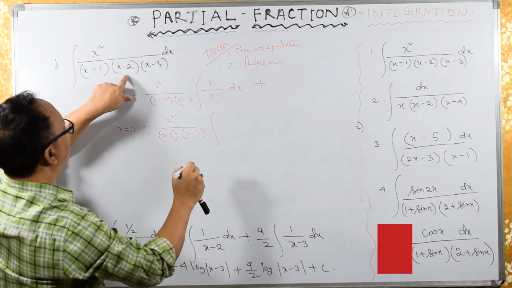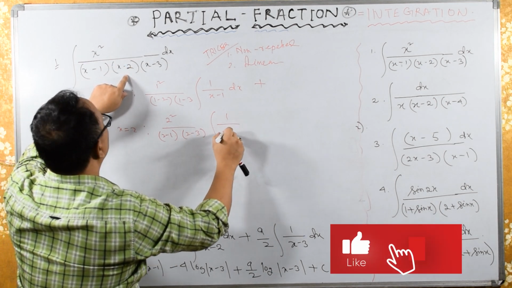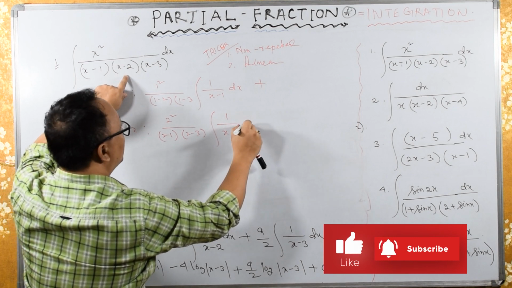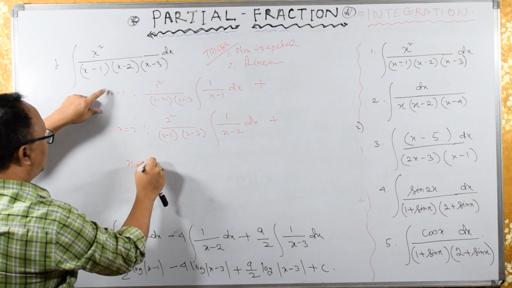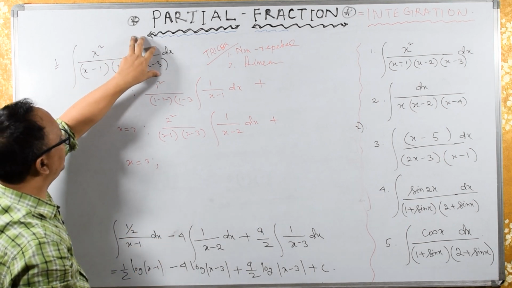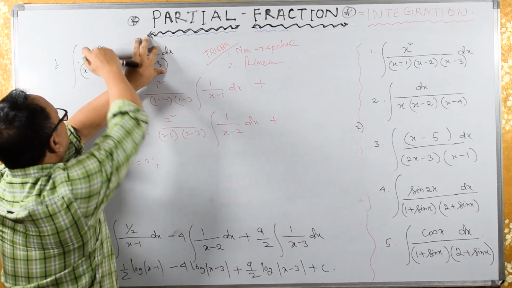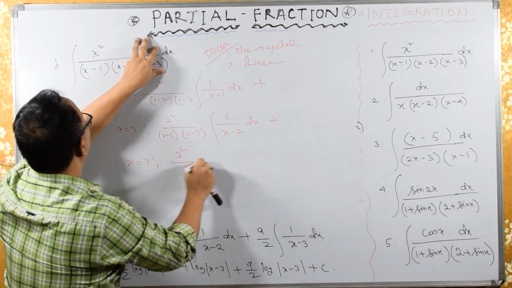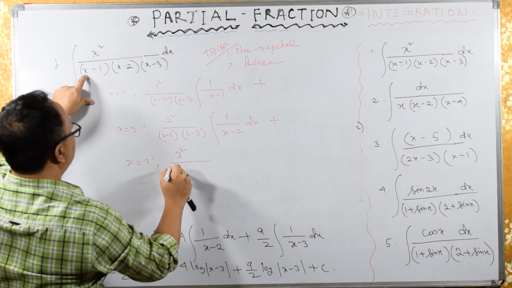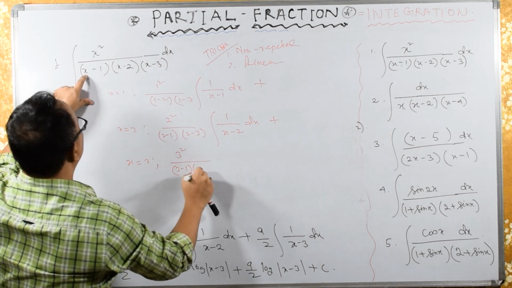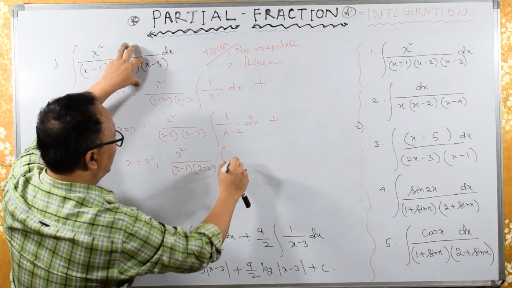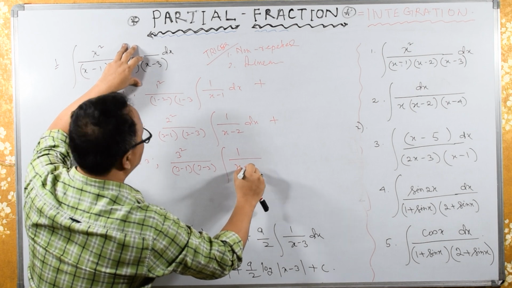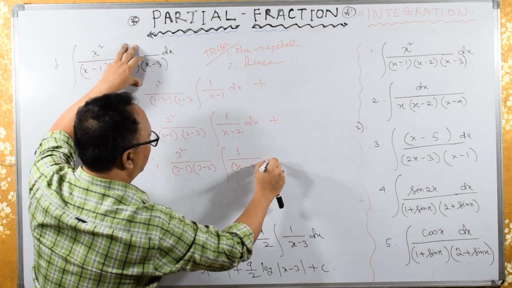Now this term you have to integrate: 1 upon x minus 2 dx, plus. Okay, now x equals 3. When x equals 3, you keep this 3 squared, and then 3 minus 1 and 3 minus 2. Now the integral of this term is 1 upon x minus 3 dx.